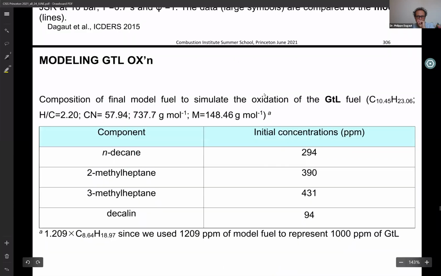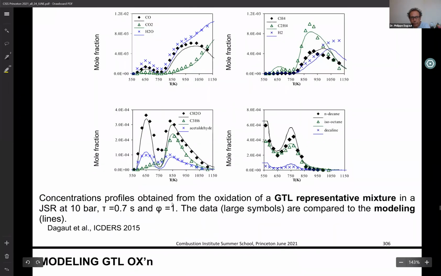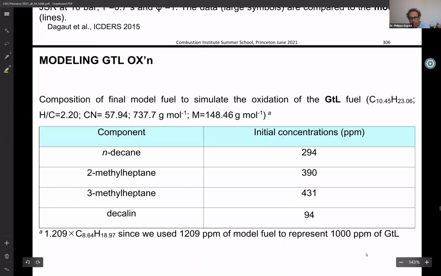So this is a different fuel mixture for representing GTL oxidation. Now we are using 4 different components. We replaced isooctane by these 2 hydrocarbons here, 2-methylheptane and 3-methylheptane, which are less branched than the previous fuel component.